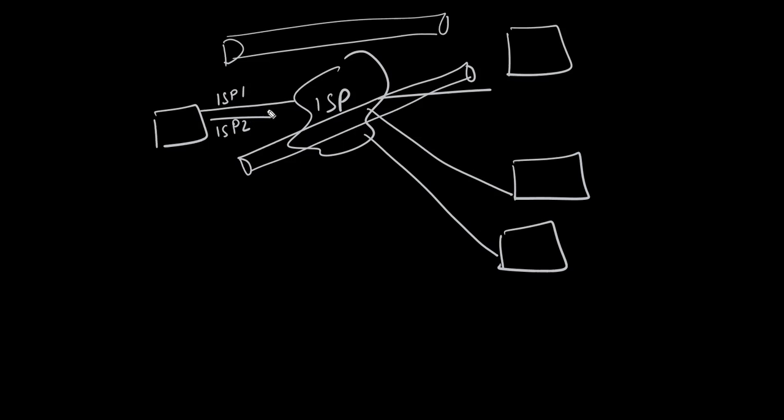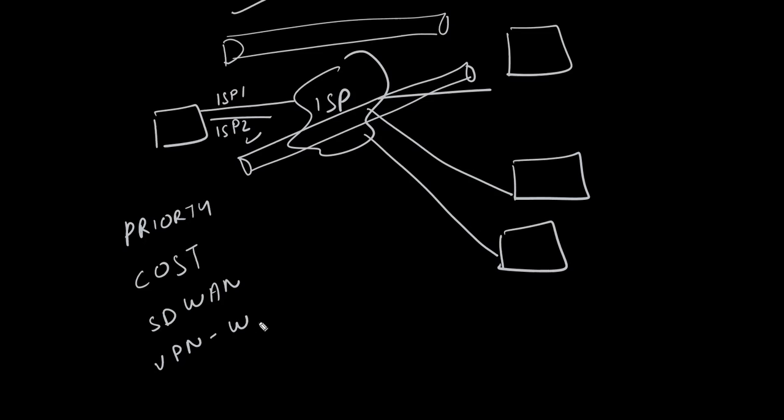Now, when this comes up, you need to tell your FortiGate firewall which tunnel to prefer and which tunnel to keep aside in case something goes wrong. There are multiple ways to handle that. You have sd-wan, you have cost, you have priorities. Weight is one of them. So you have priorities, cost, sd-wan, and VPN weight. That means which one to prefer in what situation or scenario.